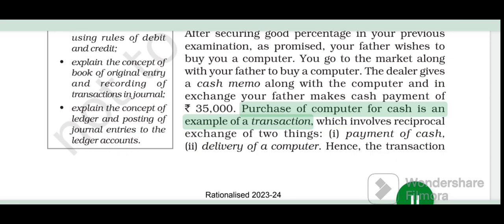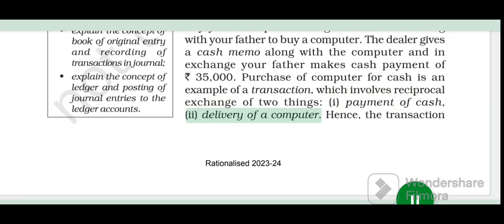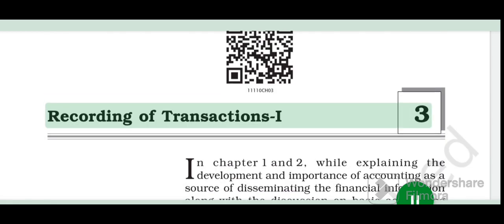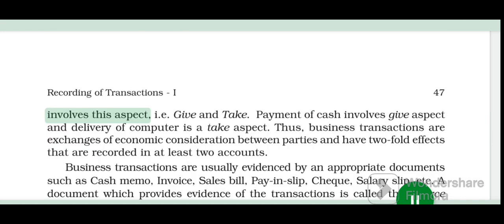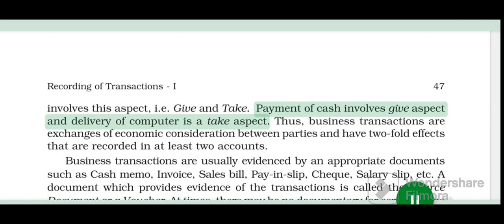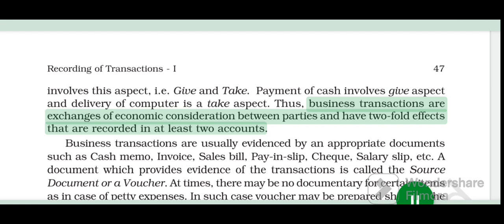Purchase of computer for cash is an example of a transaction, which involves reciprocal exchange of two things: i. payment of cash, ii. delivery of a computer. Hence, the transaction involves this aspect, i.e. give and take. Payment of cash involves the give aspect and delivery of computer is a take aspect. Thus, business transactions are exchanges of economic consideration between parties and have twofold effects that are recorded in at least two accounts.